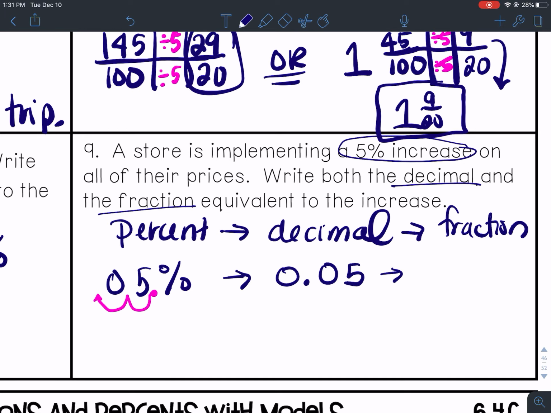Now, as a fraction, if I have 5%, okay, do I want you to simplify? Yes, I want you to simplify just to practice.